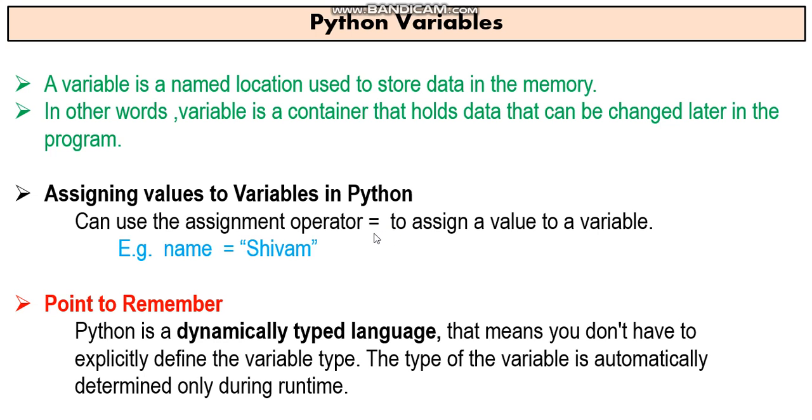Now, if you are talking about Python, the point to remember here is that Python is a dynamically typed language. That means you don't have to explicitly define the variable type. The type of the variable will automatically be determined by the interpreter during the runtime.